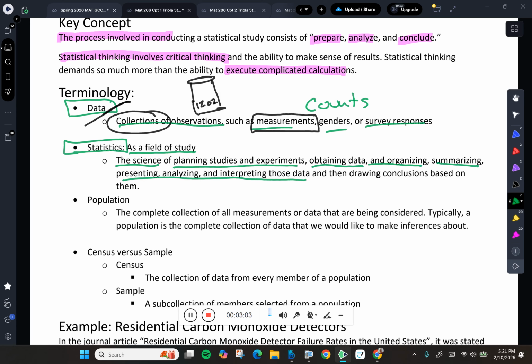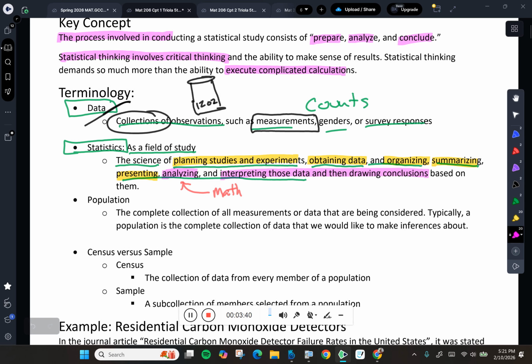So you're going to think of statistics as a field of study like biology or chemistry or any other field of study, where in that field of study, our job is to plan how we're going to do things, obtain the data necessary to do that thing, then we'll organize that data, and part of organizing can be summarizing or presenting, so making graphs and tables and charts rather than handing someone a pile of data. Then we're going to analyze that data. That's where we do the math. Okay, so think of the analyzing part as the math. And then the last step is to interpret and draw conclusions.